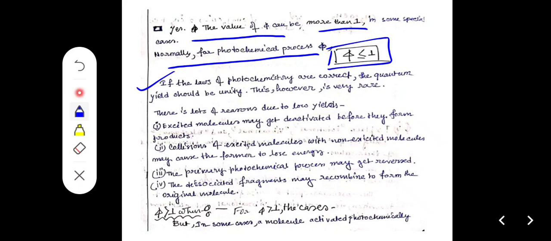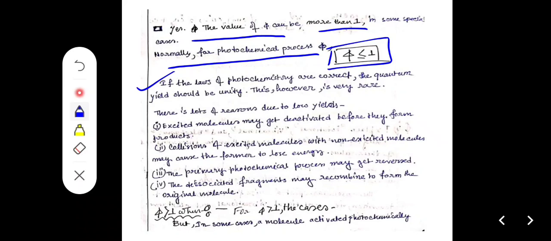If the laws of photochemistry are correctly maintained, the quantum yield should be unity. Normally we get phi, not psi, phi equal to 1. That is, photochemical yield equal to 1. But actually this is very rare.